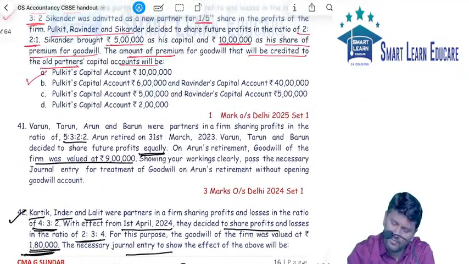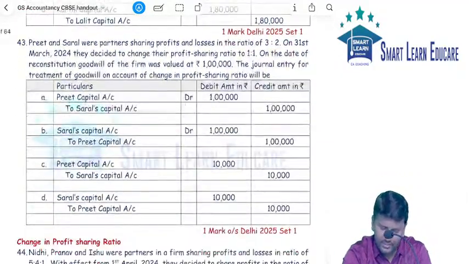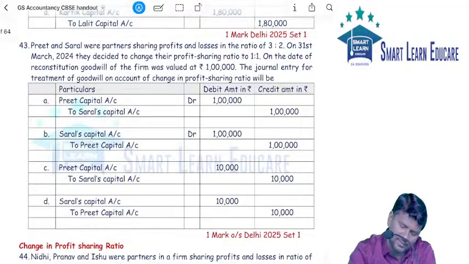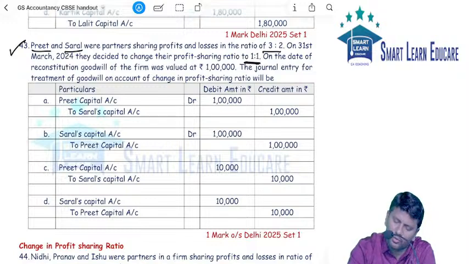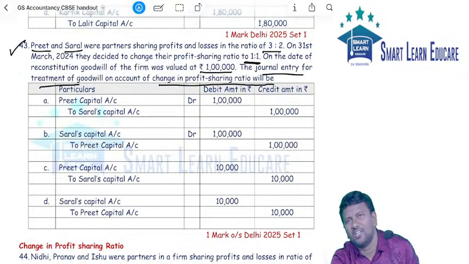Previous exam 3 marks. Ipa idu 1 mark. Avladhan difference. Next, one more question. Same type of question. P and S are partners. Ratio 3:2. They decided to change their profit sharing ratio to 1:1, equal partners. On the date of reconstitution, goodwill of the firm is valued at 1 lakh. Journal entry for treatment of goodwill on account of change in profit sharing ratio. Please try. Already இதே ரேஷியோ வச்சு சம் சால்வ் பண்ணியிருக்கோம்.